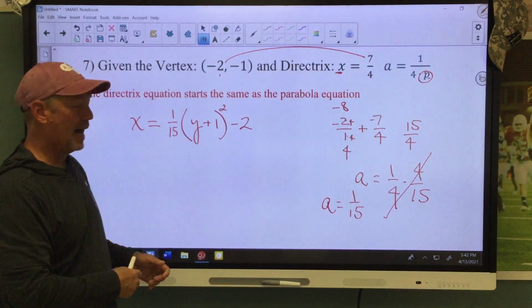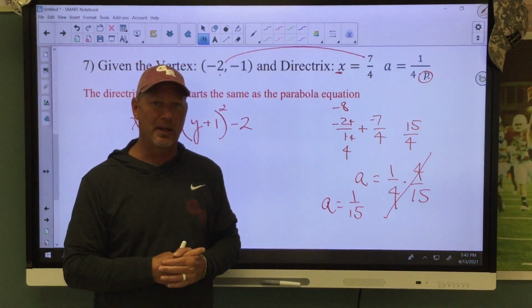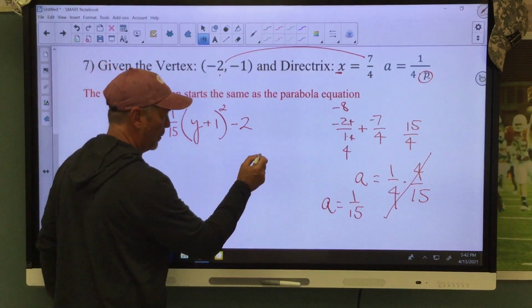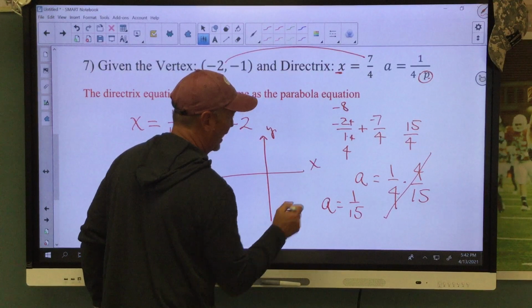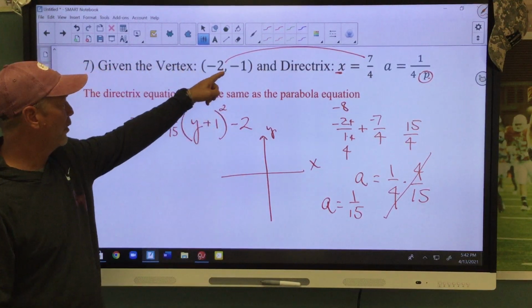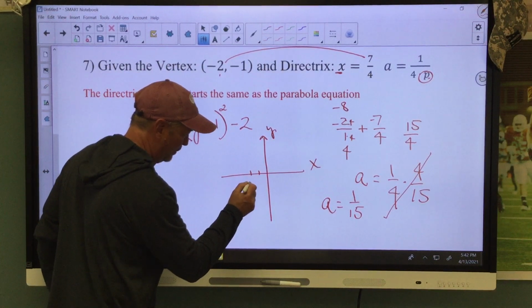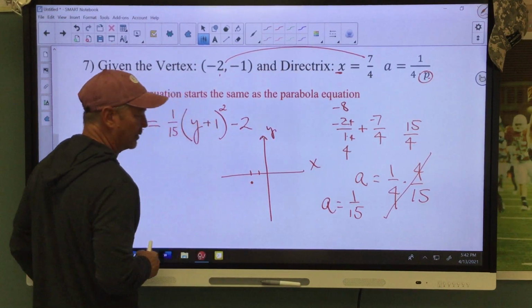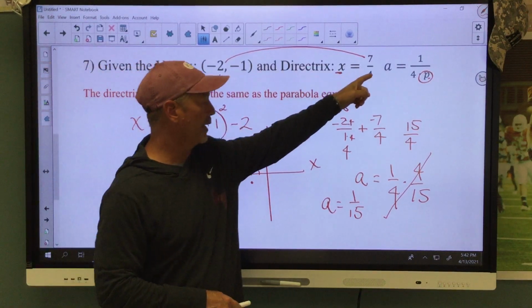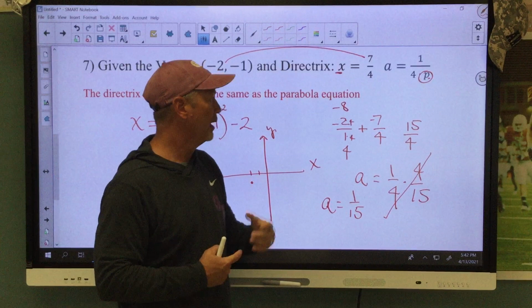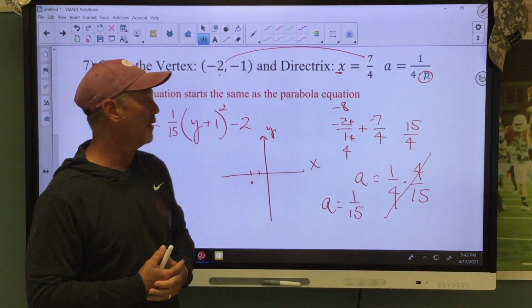But again, I don't know if my graph is going to open up to the left or to the right, so we're going to sketch a quick picture to make sure. So, there's my y-axis. Here's my x-axis. My vertex is at negative 2, negative 1. There's my vertex. Okay? We're going to graph our directrix. It's 7 over 4. That's a positive 1 3/4 or 1.75.